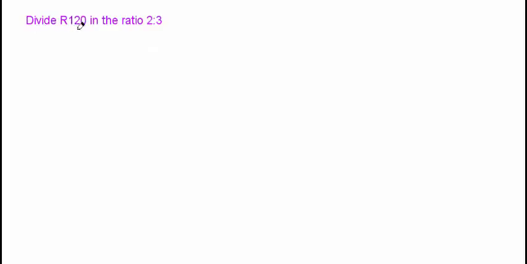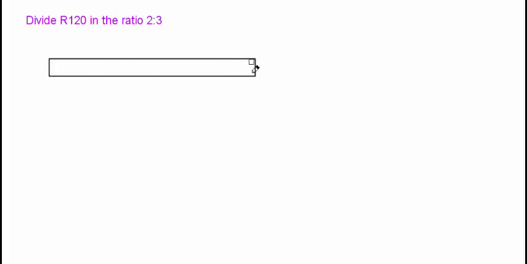Divide 120 rand in the ratio 2 to 3. So let's say all of this represents 120 rand. 120 rand from here to here, from start to end. Now this should be divided in such a way that there are 2 parts on one side and there are 3 parts on the other side. And they obviously all have to be equal parts. And the question is, where do we make this cut?